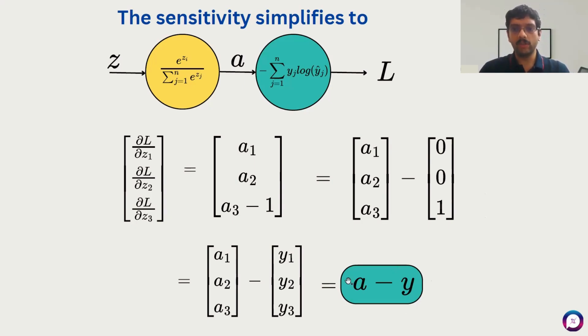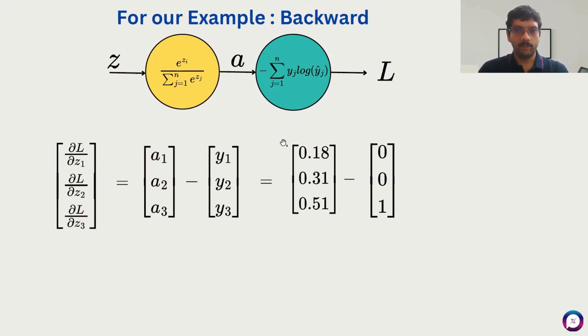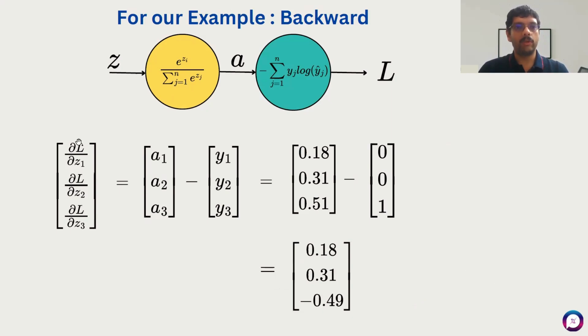Right? And so instead of doing the chain rule and multiplying, you can actually just find the sensitivity of this expression in one shot, right? It's just A minus Y, get the output of the softmax, subtract from that the one-hot encoding of the labels. So in our case, 0.18, 0.31, and 0.51 minus 0.001. And so dou L dou Z is 0.18, 0.31, and minus 0.49. So that's quite simple, right? Great.